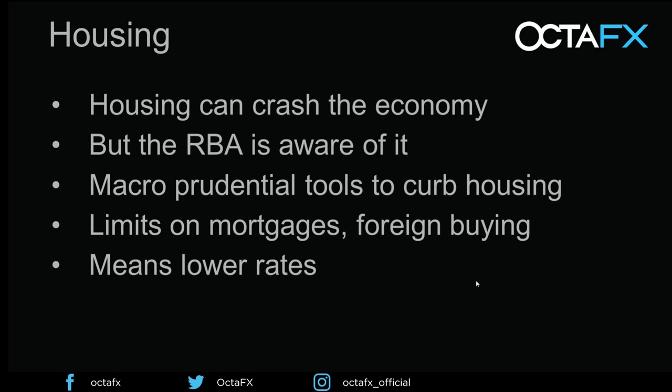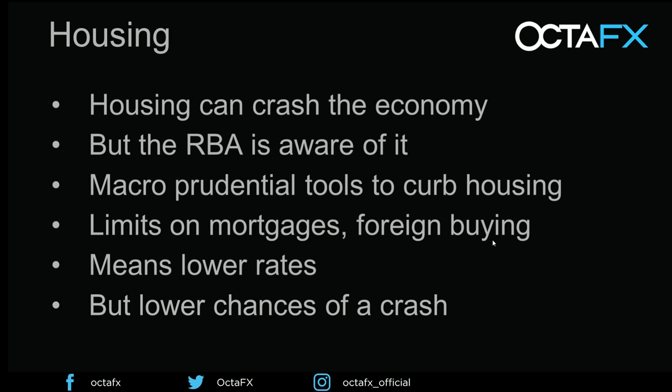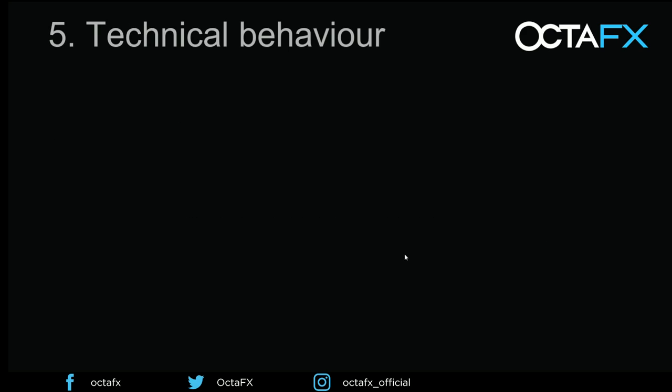So the Reserve Bank of Australia wants to limit a bubble in the housing sector. Instead of raising rates to make mortgages more expensive, it has these other tools. So if it doesn't need to raise rates, it can keep them relatively low, and that can weaken the Australian dollar, of course. And it lowers the chances of a crash if we have a Reserve Bank that is aware of the issue and tries to fight it. Well, we'll see how successful they are.